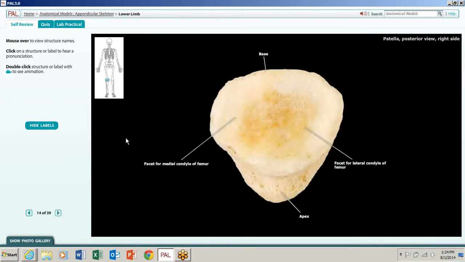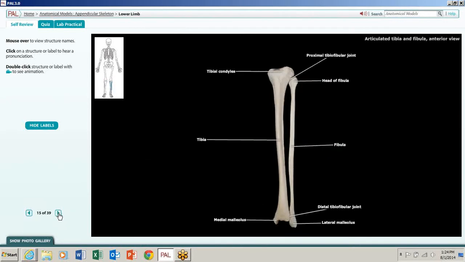And this is the patella again. It's a posterior view. And this is an articulated tibia and fibula, anterior view. So this is from the left leg. So we can see the head of the fibula here. There's the fibula. There's the lateral malleolus.